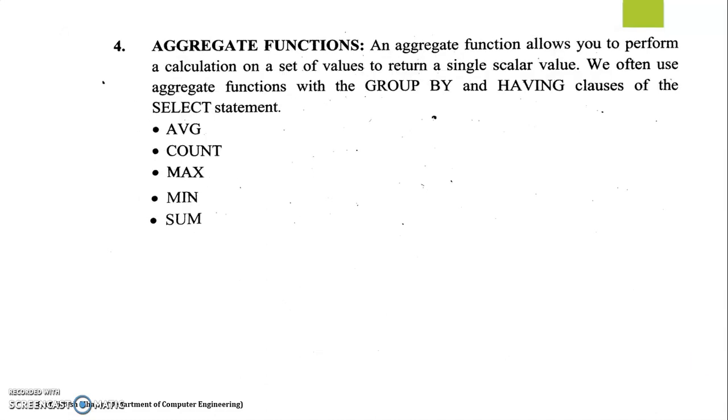The aggregate functions are generally used to perform calculations on a set of values to return a single value. Generally we use these aggregate functions with GROUP BY and HAVING clauses in a select statement. Some of the aggregate functions are average, count, maximum, minimum and sum.